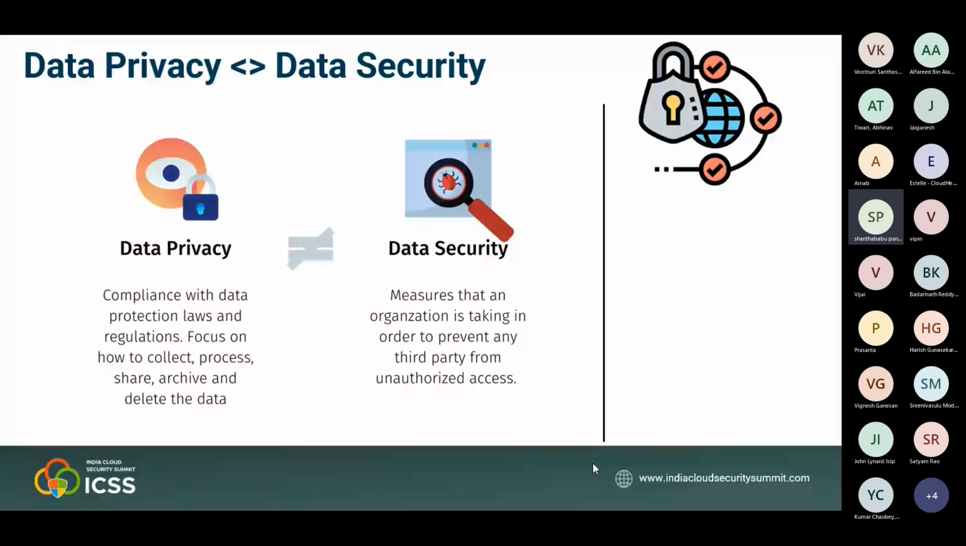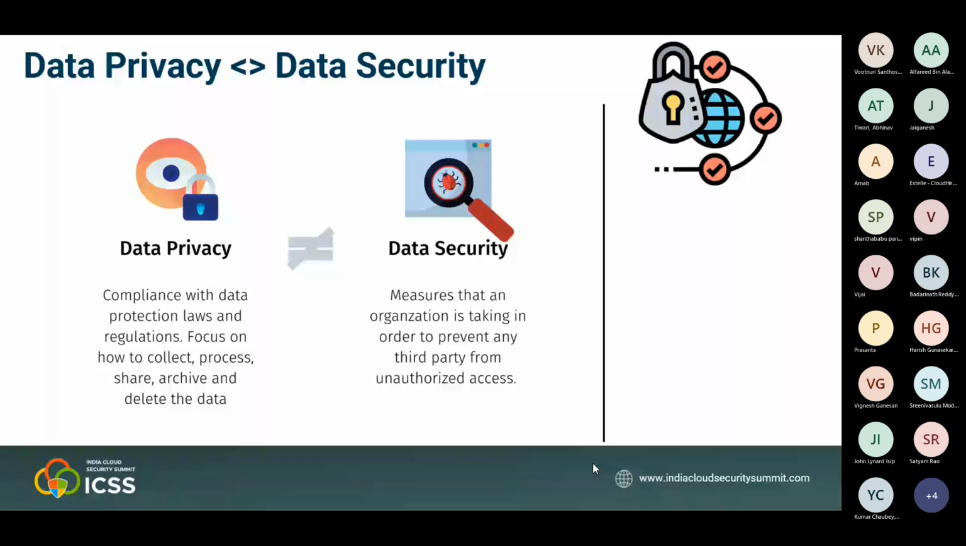Data security is the measures an organization takes in order to prevent any third party from unauthorized access. But data privacy is within the group. If I want to keep my data private within my organization, I want to bring my data governance in: who can access, what can access, how they can access, and who has privileged access inside my organization. So there is a difference between data privacy and data security. That's very important. Got it?